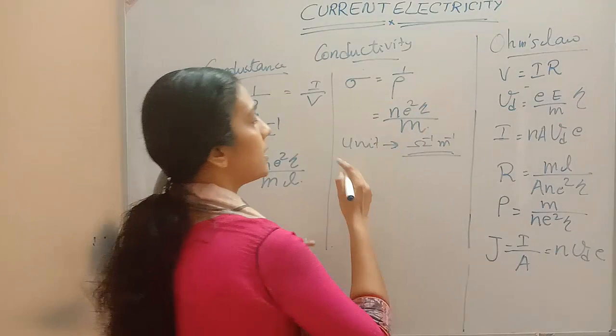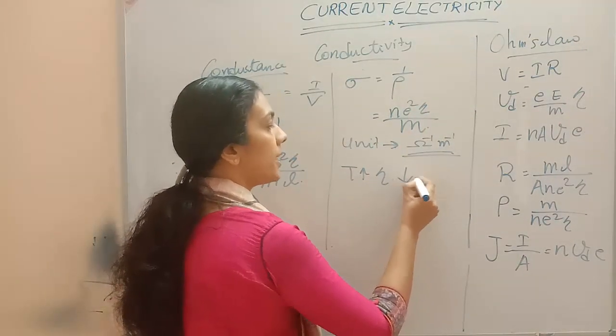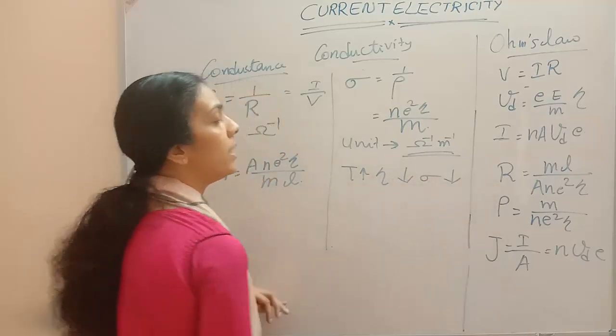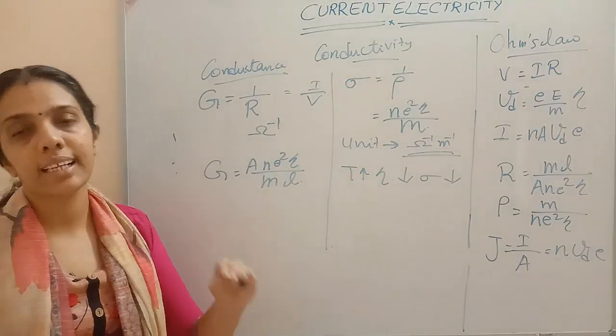So what about the temperature dependence? As temperature increases, what will happen to tau? Tau will decrease and conductivity also will decrease. As temperature increases, conductivity decreases.